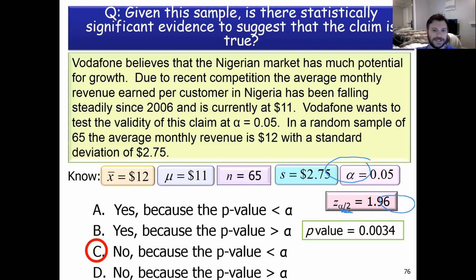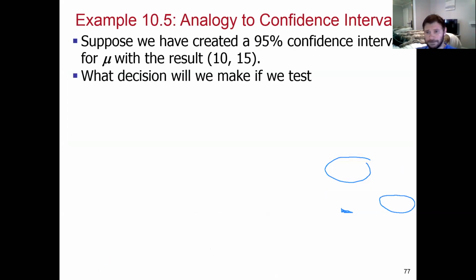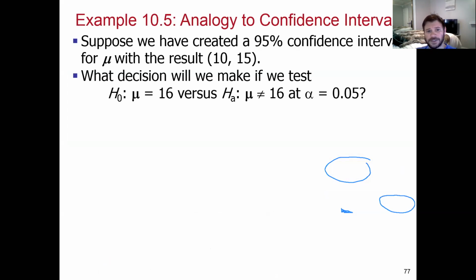Okay, now there is a very important relationship, and I know I've alluded to this a few times already, between a two-sided hypothesis test and a confidence interval. I want to just mention this briefly and then we'll wrap up. Suppose we have created a 95% confidence interval for mu, with the result being 10 to 15. So there's our confidence interval. The question is, what decision will we make if we test the null hypothesis that mu equals 16 versus the alternative hypothesis that mu does not equal 16, at an alpha level of 5%?